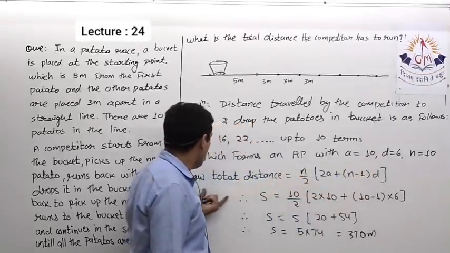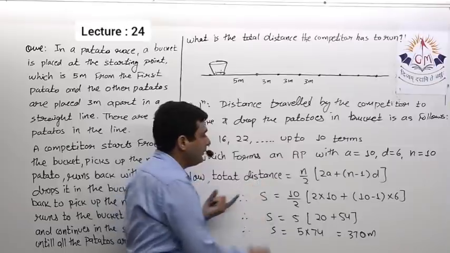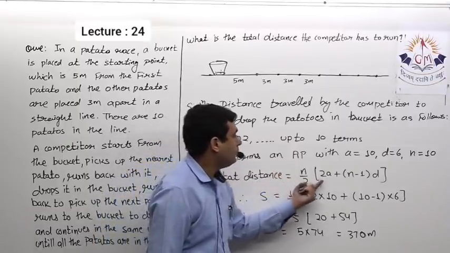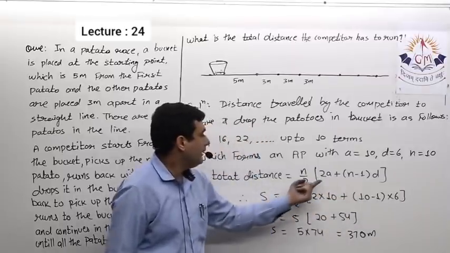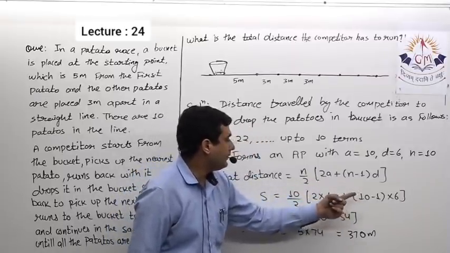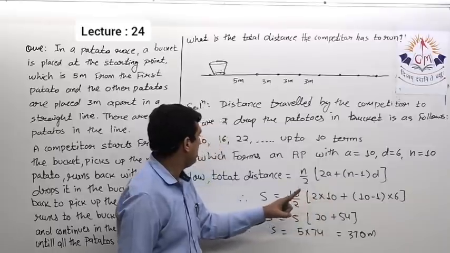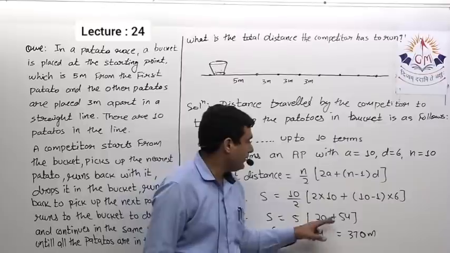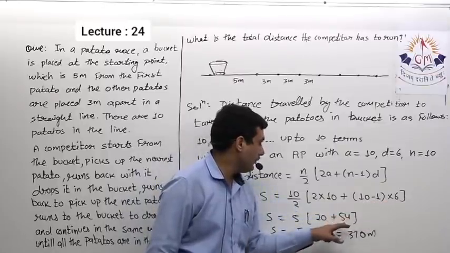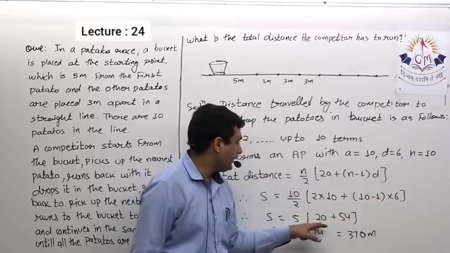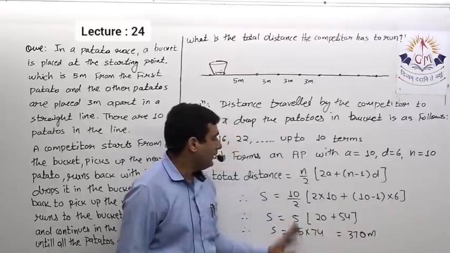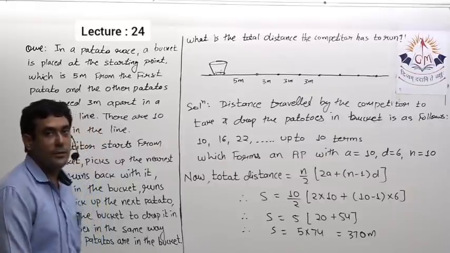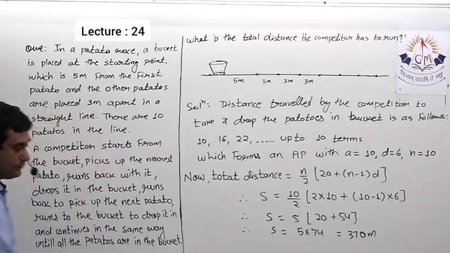Now we just have to put the values in the formula. Total, that is the sum of the distance traveled, n by 2 into 2a plus n minus 1 into d. a is 10, and n is also 10. So by solving, this is 20, 9 into 6 is 54, 54 plus 20 is 74, into 5, that is 370 meters. So please note it down, then we'll see the next question.